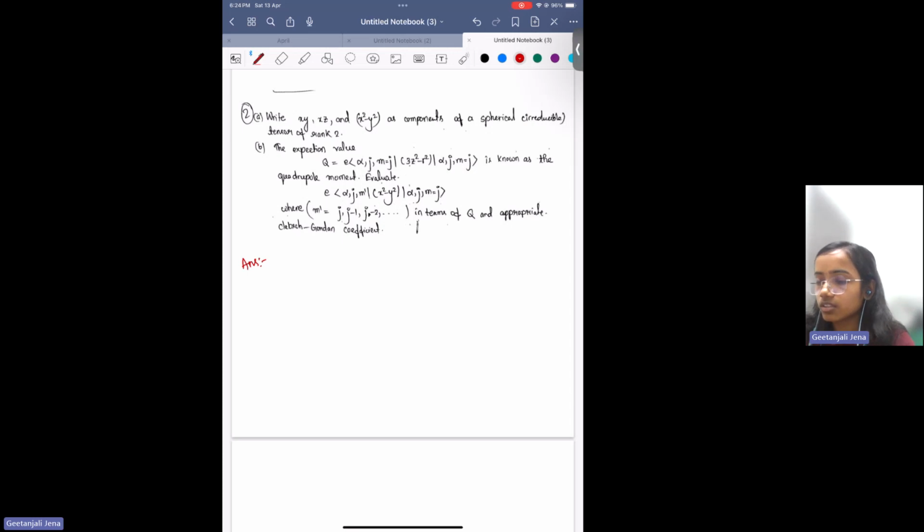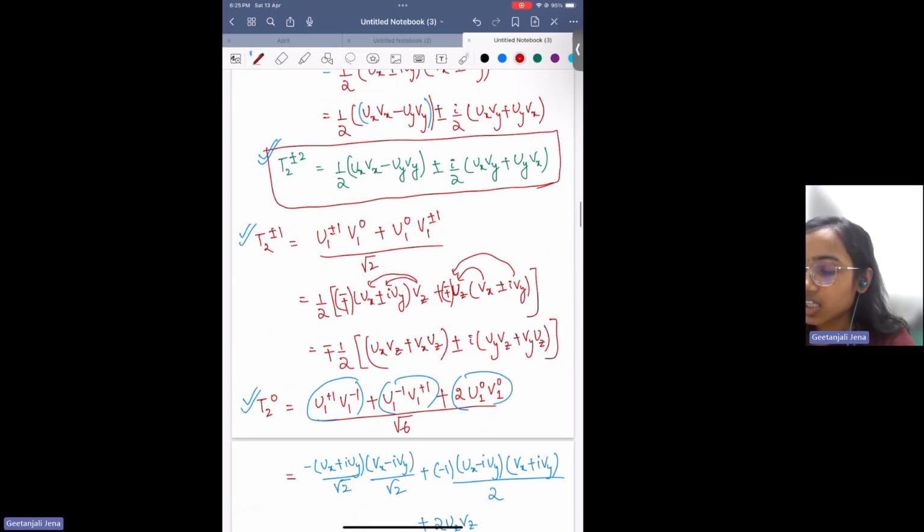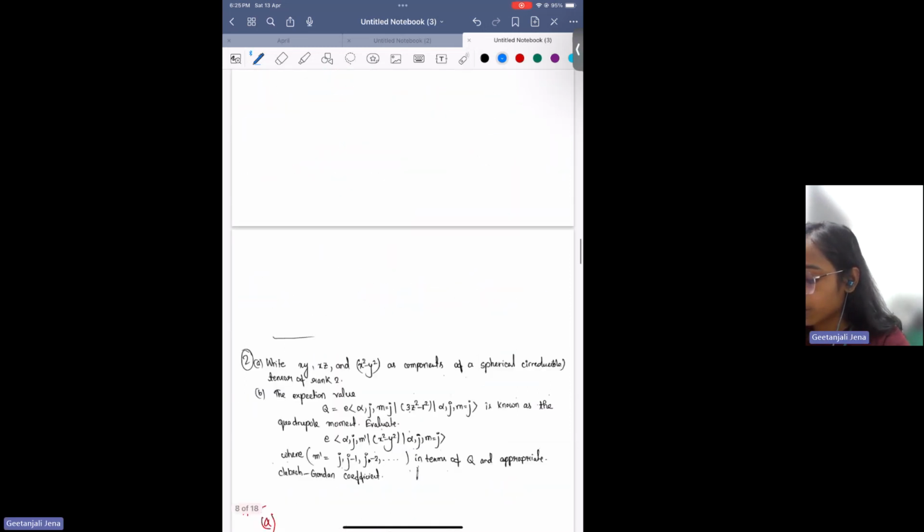So let me read out the question. Let us solve it part by part. So let us see the first part. The first part is: write xy, xz and x square minus y square as components of a spherical irreducible tensor of rank 2. So for a spherical tensor of rank 2, we have to write the components xy, yz, xz and x square minus y square. In the previous problem, we have already calculated the representation for spherical tensor of rank 2. So use t2 plus or minus 2, t2 plus or minus 1, t2 0 to find out the answer to the first part.